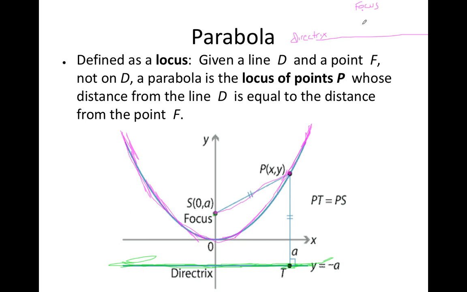So, for instance, right here would be a key point. What part of the parabola would this be? This would be the vertex of the parabola. It sits perpendicular from the focus to the directrix, halfway in between, the midpoint of the perpendicular from the focus to the directrix. The midpoint of the perpendicular to the directrix is the vertex of the parabola.